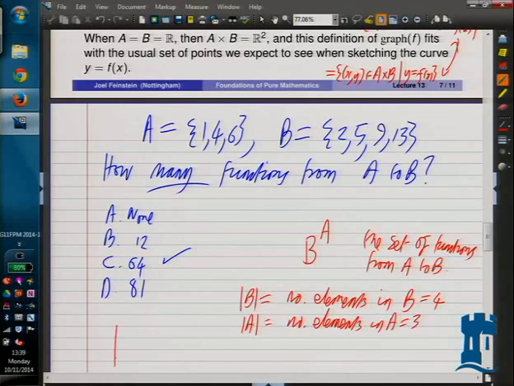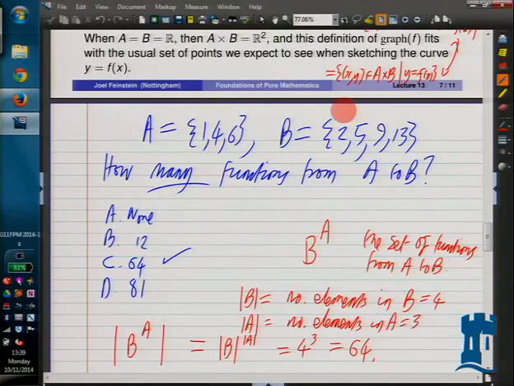And the number of functions from A to B, which is the number of elements in B to the A, is, as it turns out, equal to mod B to the mod A, equals 4 to the 3, which is 64, which is all very well, but I haven't really explained why. So I'll just say something about why that is.